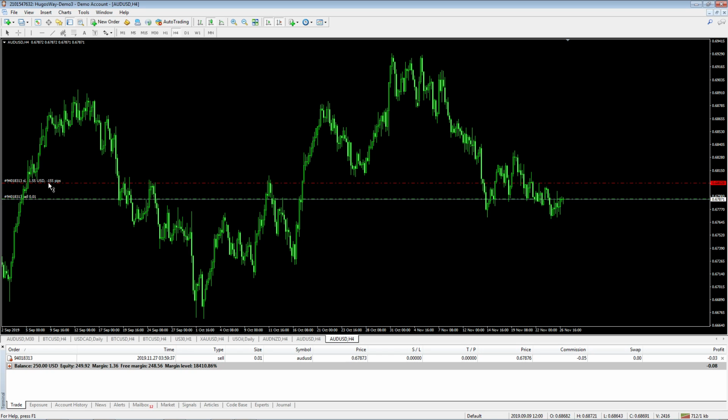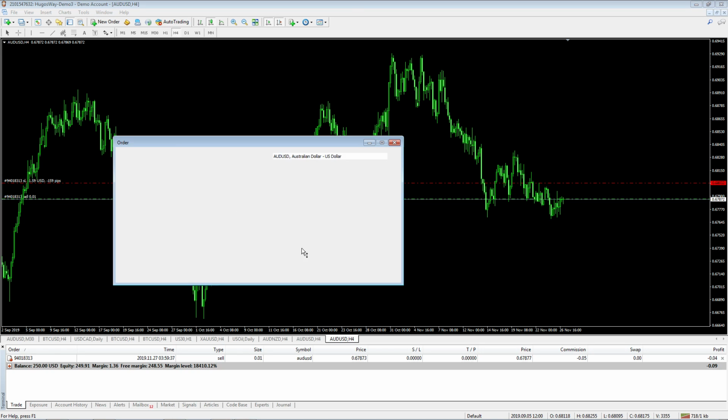So when it shows 155 or 100, see right here, it's showing 151. That's 151 pipettes or 15.1 pips. But for MetaTrader 4 purposes, I want you to use pipettes. That's why I'm teaching you to also know how to use pipettes. So here you can see that 151 pipettes also equals about a $1.50 stop loss. See that? It's showing you 150, and $1.50 is our stop loss.